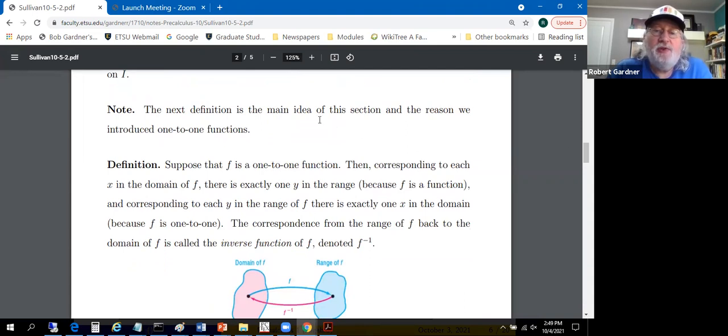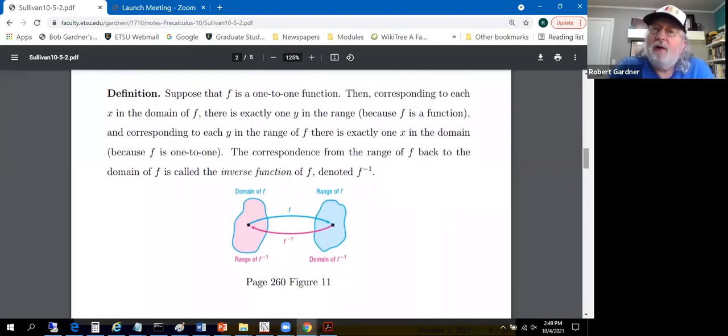All right, the next definition is the main idea of this section, and it's the whole reason we started talking about one-to-one functions. The development here is very traditional. First, you talk about compositions of functions, as we did in 5.1. Next, you talk about one-to-one functions, as we've just done, and that's followed up by the idea of an inverse function. We're having this conversation in chapter 5 because we will introduce exponential functions in the next section. And shortly after that, we'll talk about the inverse function of an exponential function. And that's what a log function is.